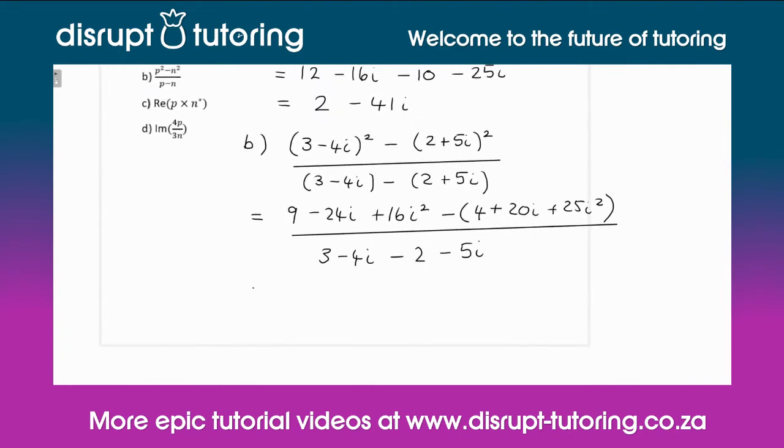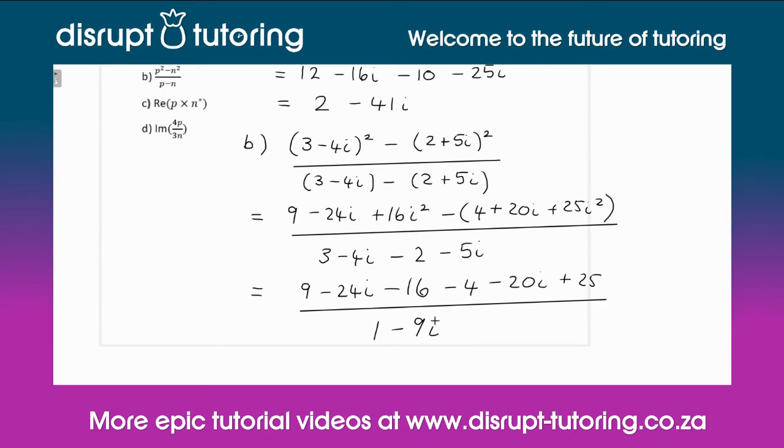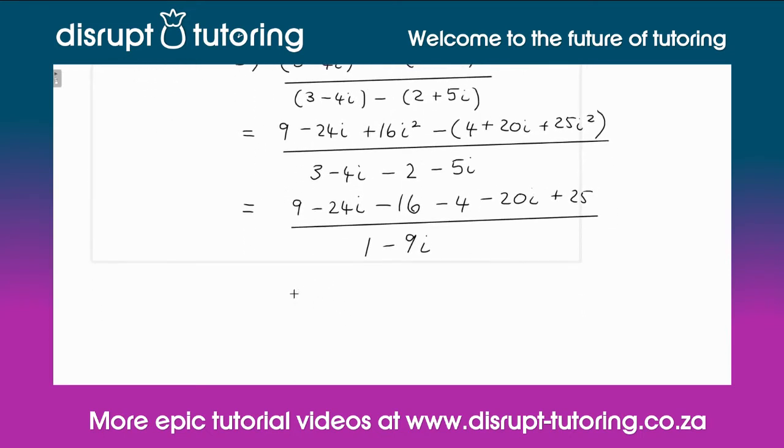Now we're going to collect like terms. 9 minus 24i. i squared is minus 1, so that's minus 16. Minus 4 minus 20i. Now we've got to be careful here because i squared is minus 1. So that's minus 25 times minus 1, which is going to give us plus 25, all over 3 minus 2, which is 1, minus 9i. Okay, we're still collecting like terms. So we have 9 minus 16 minus 4 plus 25. It's going to give us 14 minus 44i all over 1 minus 9i.